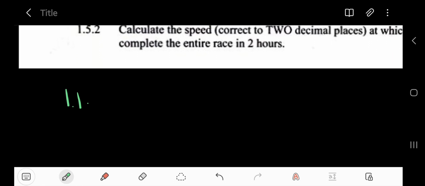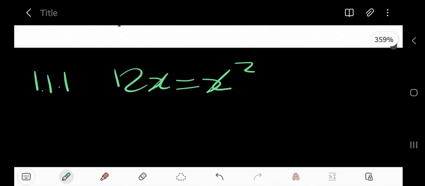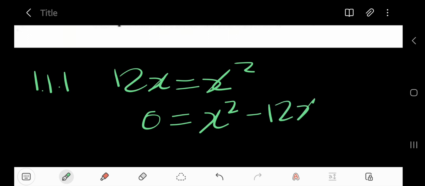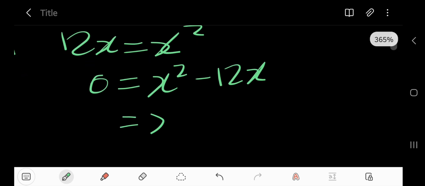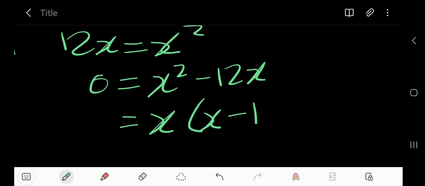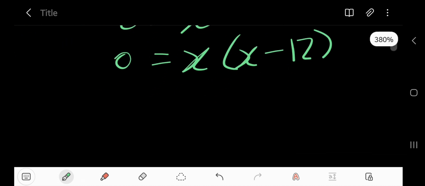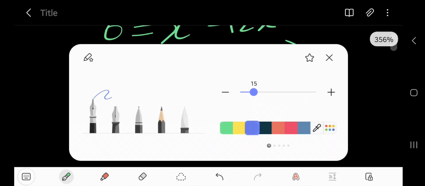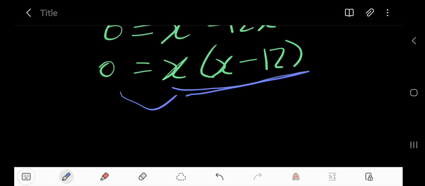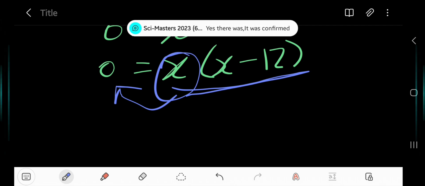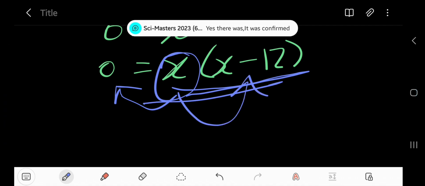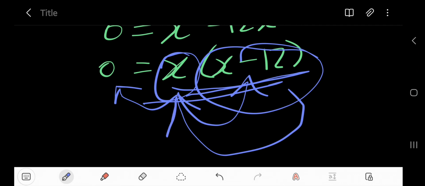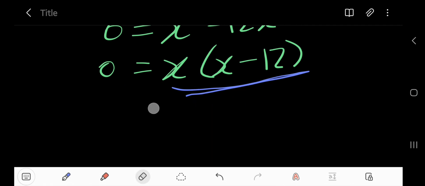So 1.1.1, we're given 12x is equal to x squared. So once we are here, we know that we can just take everything to the other side. So we have x squared minus 12x, and that is going to be equal to 0. We notice that we can take out a common factor, which is x, then x minus 12 here. So when we have something like this, guys, this product gives us 0. And we understand that if we multiply anything with 0, we get 0. So either this has to be 0, then it multiplies with that, making the whole thing 0, or this is 0 multiplying with that, making everything else 0. So that's what we have there.